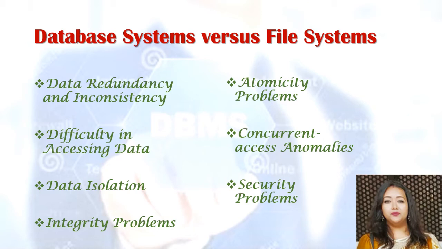For the concurrent access anomalies, for the overall performance of the system and faster response, many systems allow multiple users to update the data simultaneously. In such an environment, interaction of concurrent updates may result in inconsistent data.